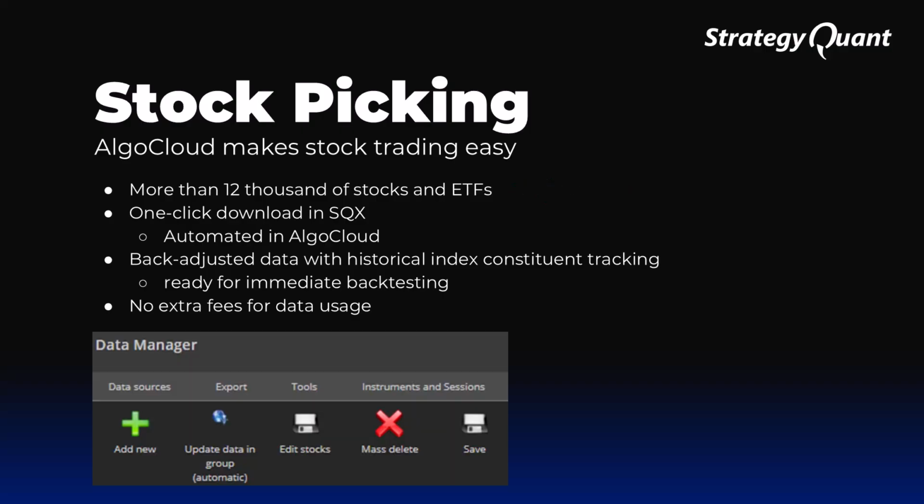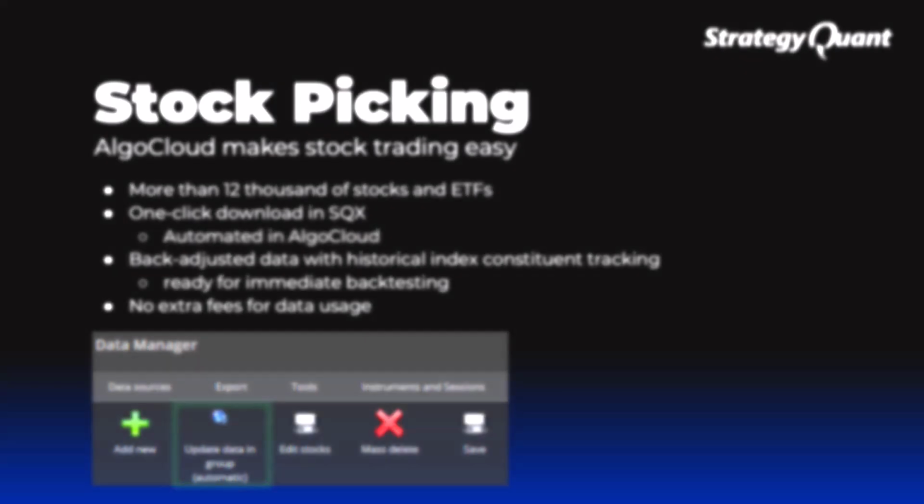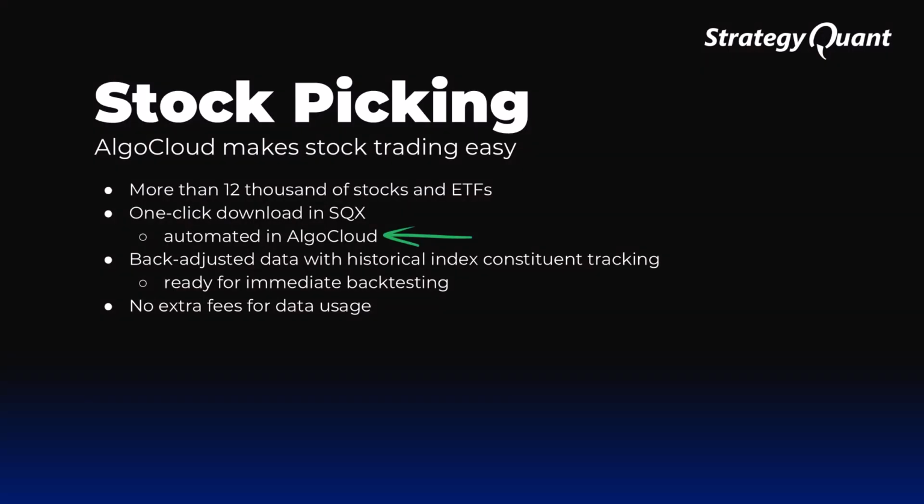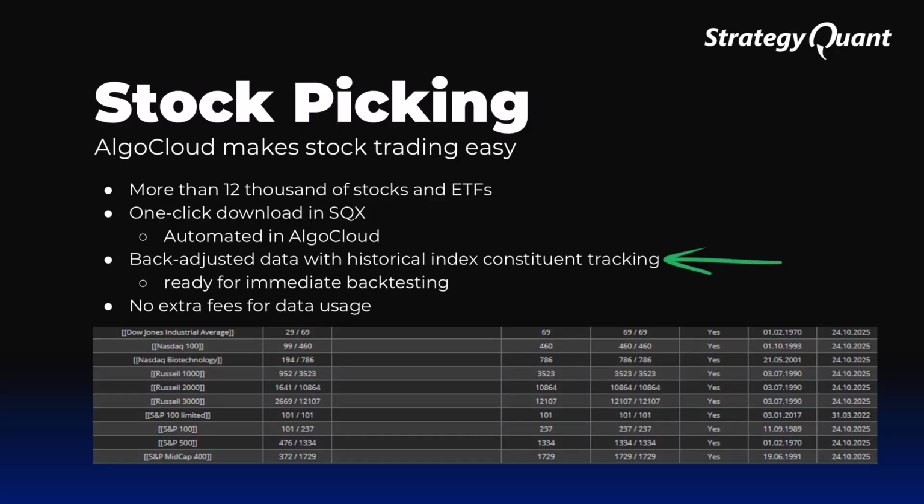When it comes to data, they are downloaded with a single click directly in StrategyQuant. The entire process is automated because we have turned a complex solution for funds and professional traders into a simple click for everyone. In Algo Cloud, data are downloaded automatically. The data are back adjusted and include historical changes in the constituents of individual indexes. So for example, with the S&P 500, you can see how its composition has changed over the years. It also includes adjustments for splits and dividends, so it's immediately ready for testing. And most importantly, there are no hidden fees for the data. Everything is part of the system and completely free to use.